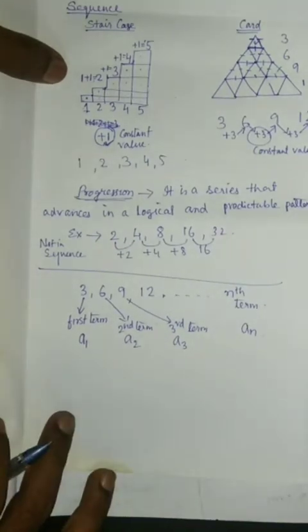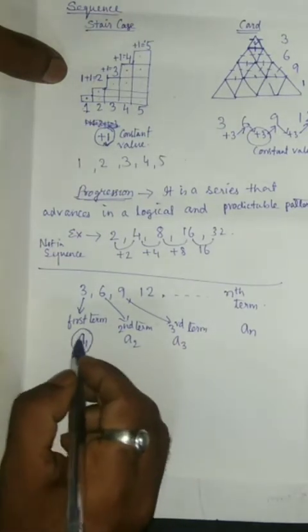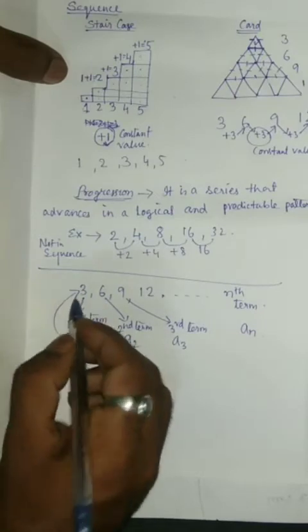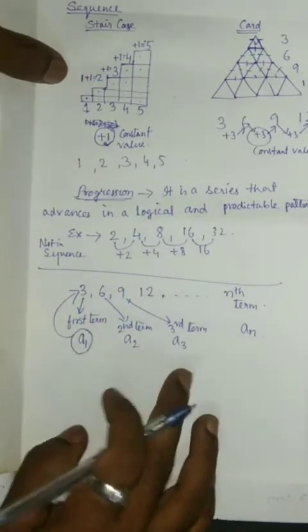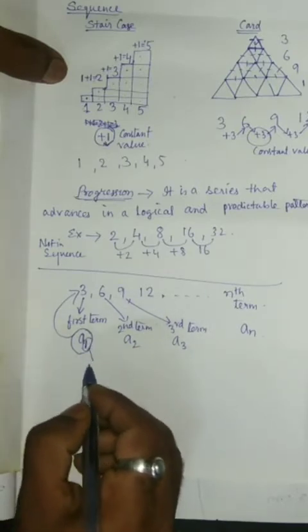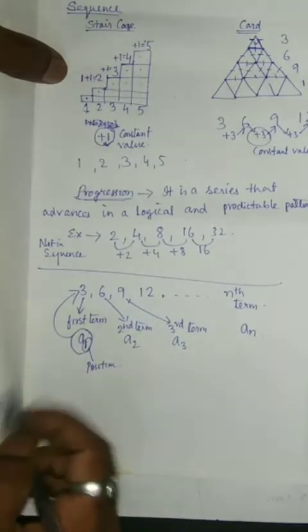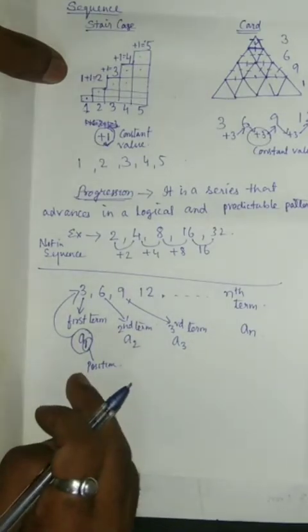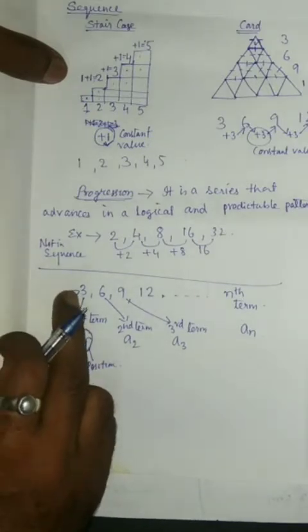Okay, student? Here, see, student, this A1 indicates the value of our particular position. This 1 is our position. That's why it is called the first term. A1 indicates our first term, and the value of our first term is nothing but 3. Okay, student?